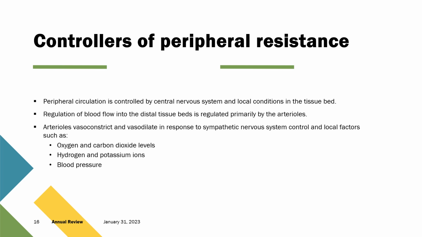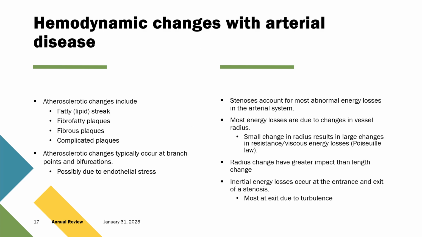The arterioles allow blood to go from basically the rest of the arterial system into the capillaries. It's really those arterioles that are going to control this. And again, those are the stopcocks of the vascular system. And they're going to be working off of oxygen and carbon dioxide levels, hydrogen and potassium ions, and blood pressure.